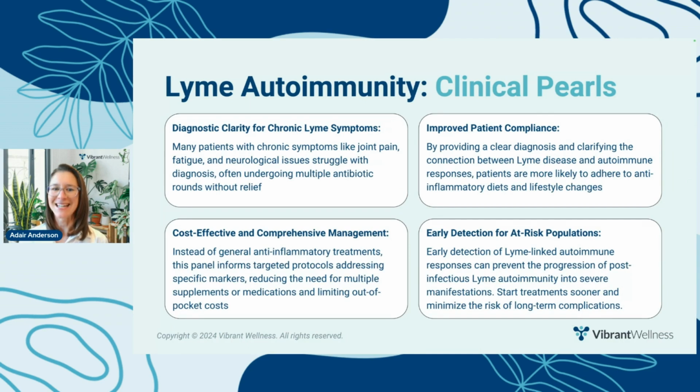Number 1, diagnostic clarity for chronic Lyme symptoms. Many patients with chronic symptoms like joint pain, fatigue, and neurological issues struggle with diagnosis, often undergoing multiple antibiotic rounds without relief. The Lyme autoimmunity confirms post infectious Lyme autoimmunity from Borrelia proteins via mechanisms like molecular mimicry or epitope spreading. Number two, improved patient compliance.